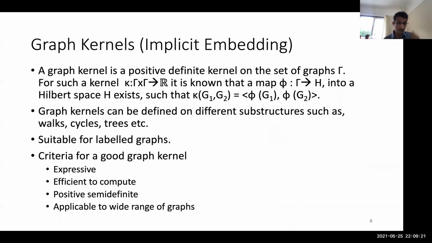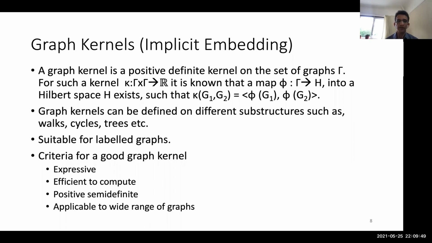Graph kernels are perhaps one of the most important approaches for implicit embedding. A graph kernel is a positive definite kernel on the set of graphs, which measures the similarity between graphs by assuming an implicit embedding of the graphs in some Hilbert space. They can be defined on different types of substructures, and they're also suitable for labeled graphs.